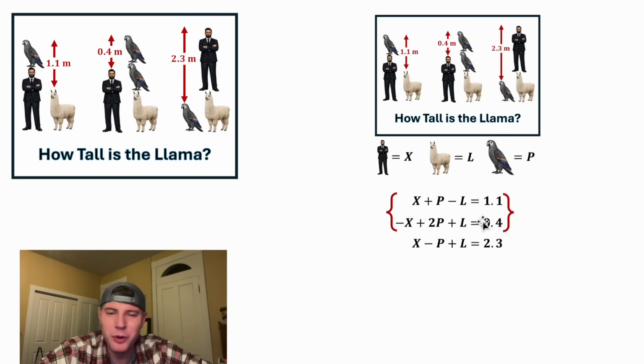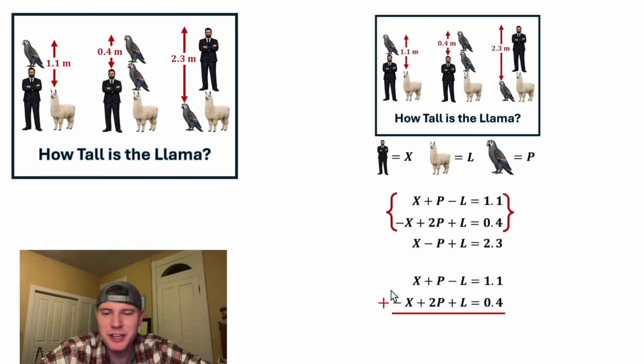And I'm noticing if we focus on the top two equations first, if we add these together, the x's are going to cancel because one's positive, one's negative, and the l's are going to cancel because one's positive, one's negative. So let's do that. Let's copy these two equations down and add them together. Positive x plus negative x is nothing. P plus 2p is equal to 3p, and negative l plus positive l is nothing again. And then on the right-hand side, 1.1 plus 0.4 is equal to 1.5. And then from here, to get the p by itself, we can divide both sides by 3. And that'll leave us with p is equal to 0.5.